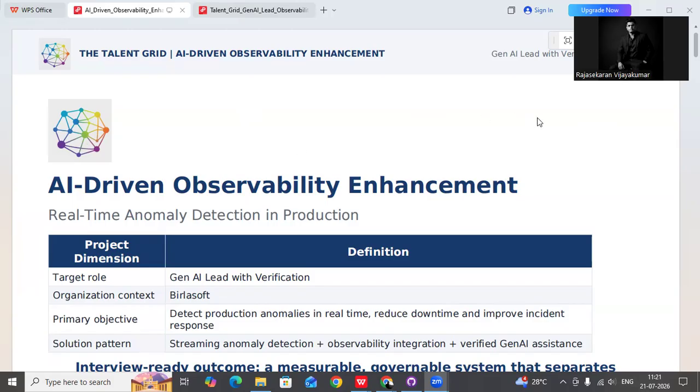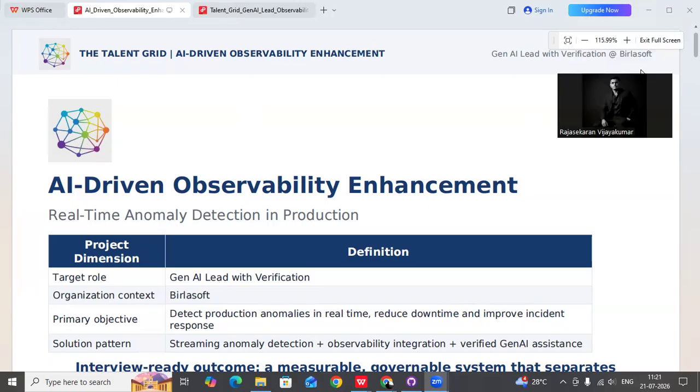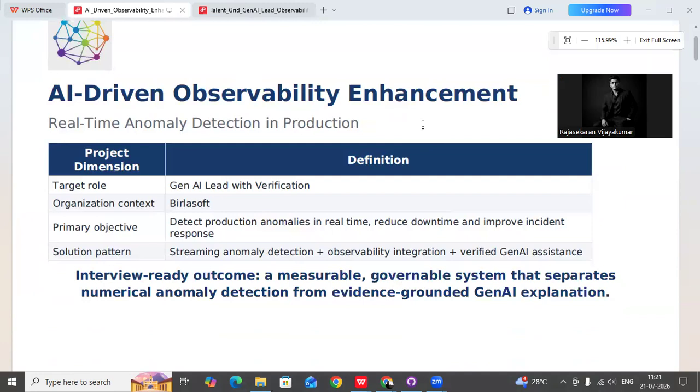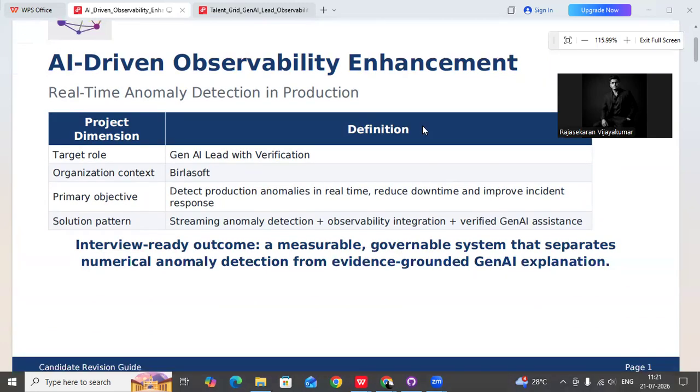In this mock interview round, we are going to identify your performance related to observability, tracing, and how we can perform observability enhancement in a real-time anomaly detection in production project. Let's see how a GenAI lead does at Birlasoft. The current context is Birlasoft, and the primary objective of this project is to detect production anomalies in real time, reduce downtime, and improve incident response.